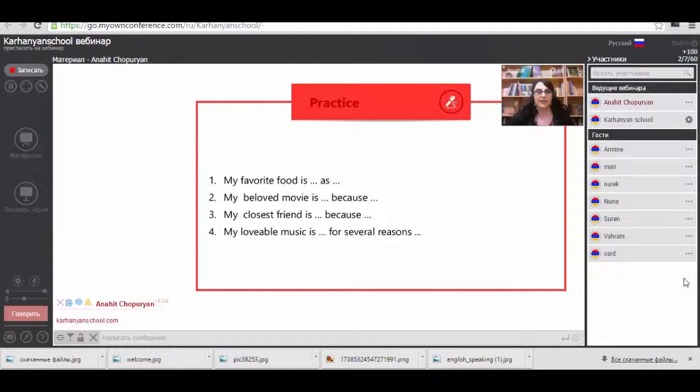Now about the practical part. Now I want you to write in the chat box: your favorite food, what is it and why? For giving reasons, there are some conjunctions which can help you: as, because, for several reasons. So my favorite food is pizza, as, for example, it is tasty and easy to prepare.